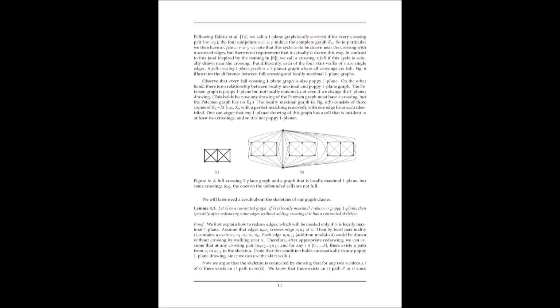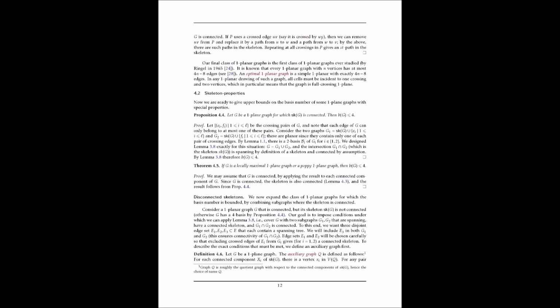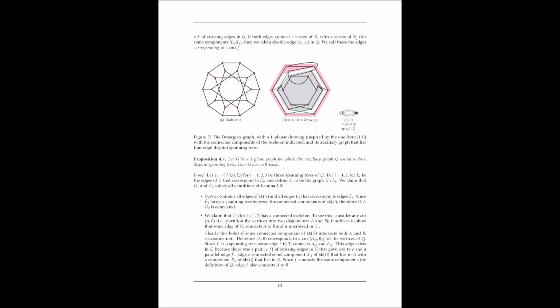But how does it actually help us understand the basis number? Well, there's a fascinating result that says if the auxiliary graph Q contains 3 edge disjoint spanning trees, then the original one planar graph has an 8 basis. Whoa, hold on. An 8 basis? That seems like a huge jump from the 3 bases we were seeing earlier. Right. What's going on here?